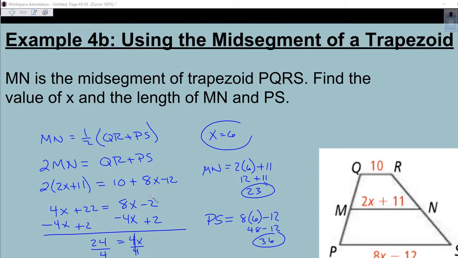All right, so let's look back here and see how we did. We should have gotten 6 for x. We go back and plug it in. We're going to get the length of our mid-segment is 23, and the length for the other base is going to be 36. So the difference between these two is 13. And if you add 23 and 13, that gives us 36. So we know that we did it correctly.